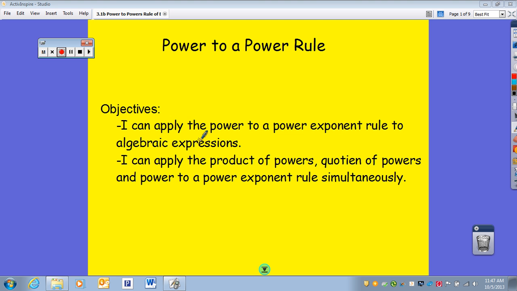In this lesson, we are going to be working on the power to a power rule, and we're going to be able to apply this rule to our exponents in our algebraic expressions, as well as making sure that we are applying the product of powers as well as the quotient of powers at the same time.